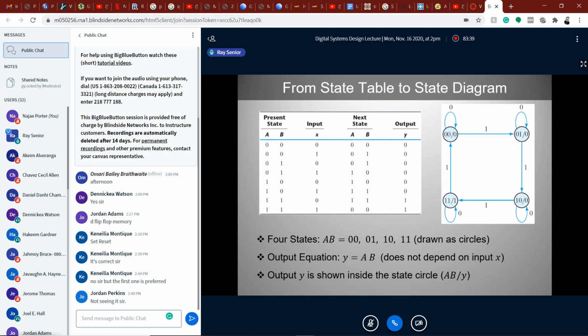So as I said before, verify that the state diagram and the state table are basically saying the same things.